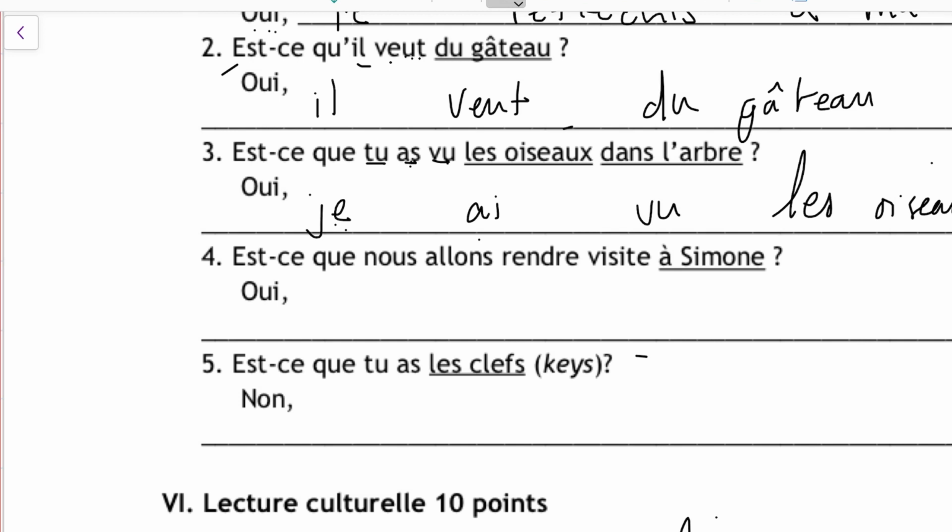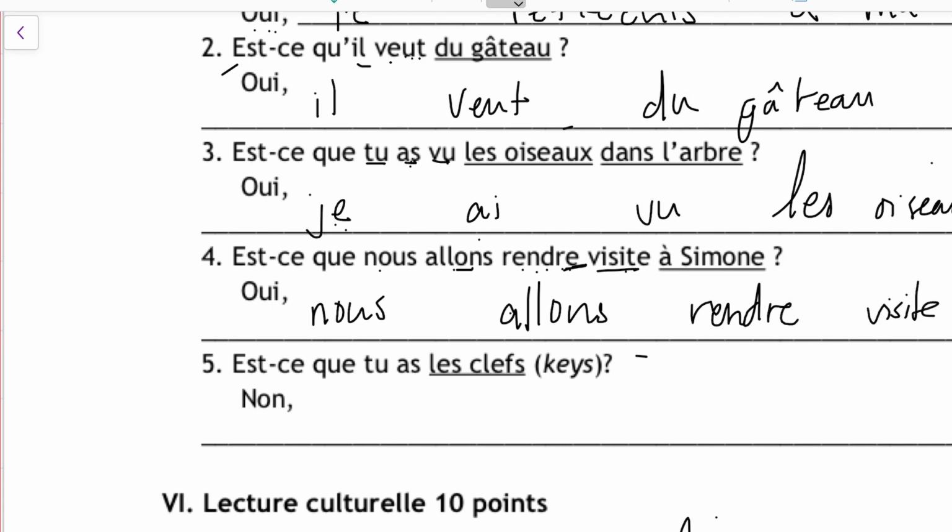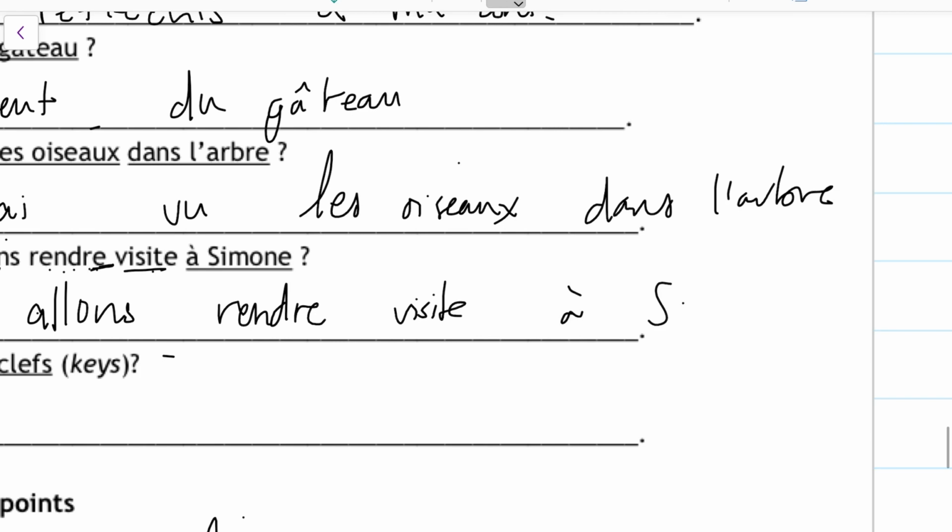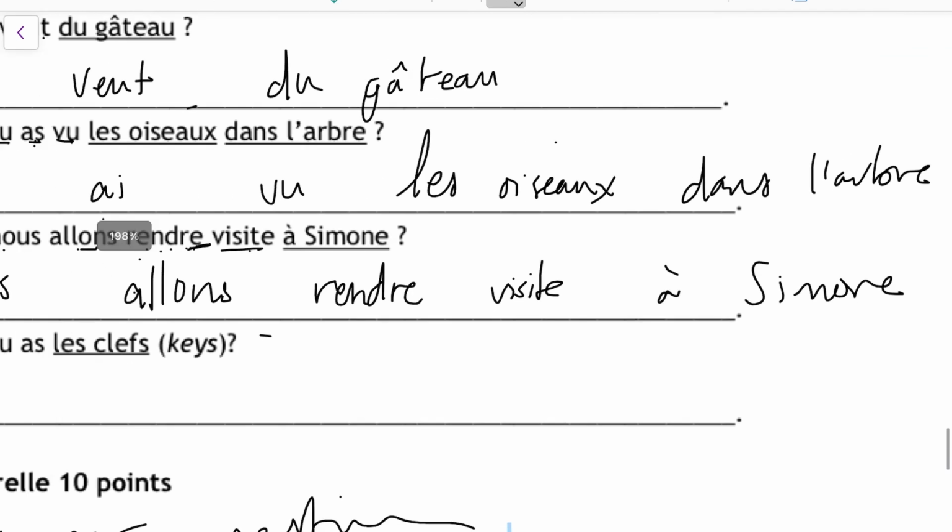Next, est-ce que nous allons rendre visite à Simone? Nous, are we going to do this? Yes. We, or it could be vous. Could be nous or it could be vous. In this case, are we doing this? It's probably answered with yes. We are going to do this. So nous, and then you have 2 verbs. Visite is not a verb, actually it's a noun here. Aller plus an infinitive verb here, that's futur proche. Nous allons rendre visite, copy paste, à Simone.